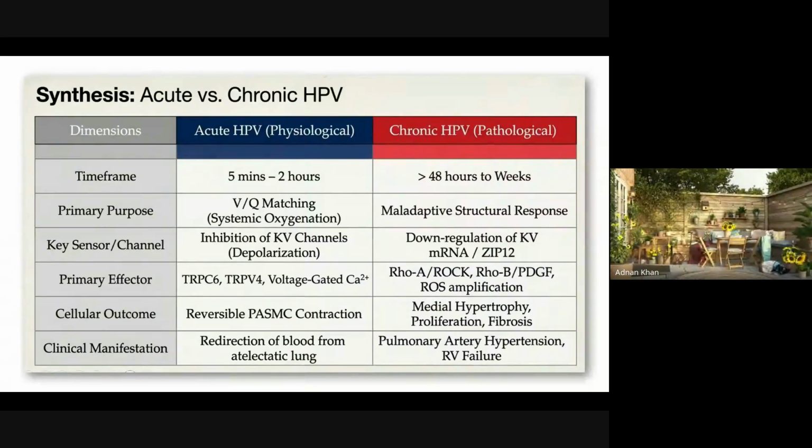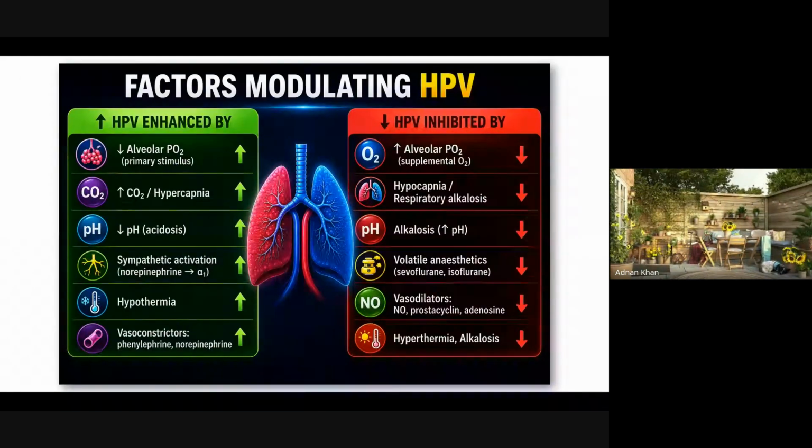This is the comparison between acute and chronic HPV. These are the factors that modulate hypoxic pulmonary vasoconstriction. On the left side, you can see the factors by which HPV is enhanced, and on the right side, you can see the factors by which HPV is inhibited.